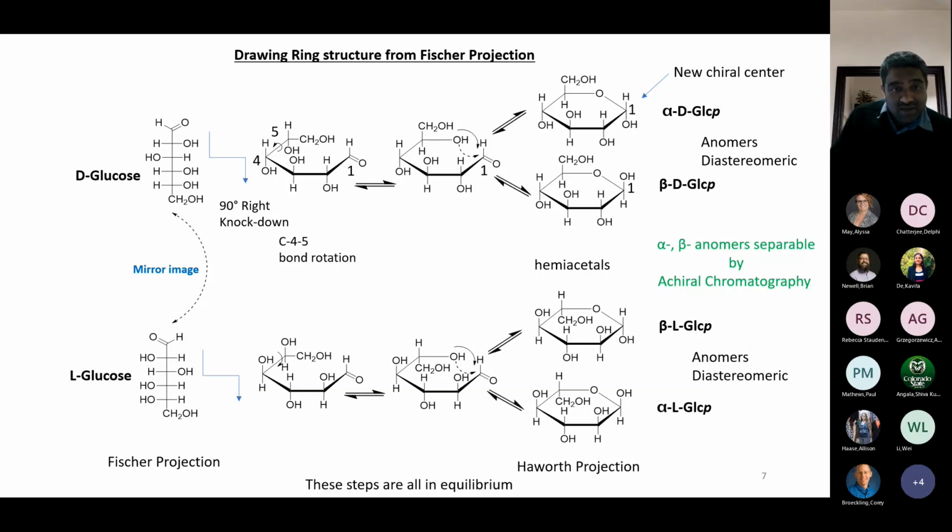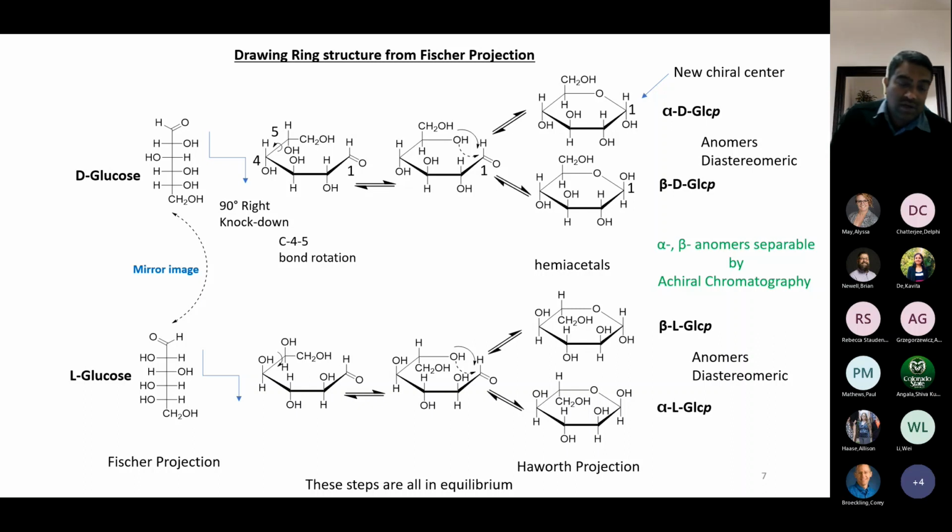Now, as soon as we did this cyclization, we generated one more chiral center. That's a new chiral center, and that is why alpha and beta conformations are obtained. And these anomers are diastereomeric. So as soon as it is diastereomeric, it is not enantiomeric. These can be separated by a chiral chromatography. L-glucose also goes for these, but if you see alpha L-glucose and alpha D-glucose, they still maintain the mirror image relationship.